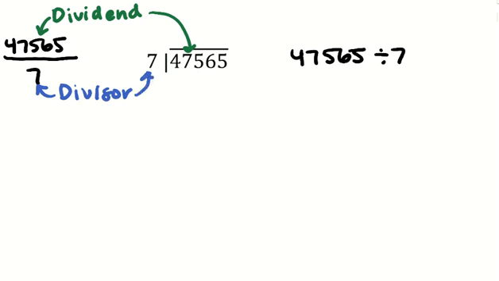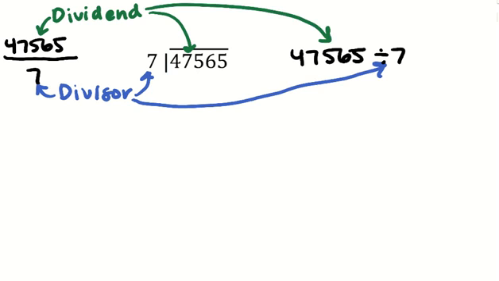Oh, whoops. Forgot we had 3 representations. And the quotient is what you're going to get back after you divide. It's the answer, so to speak.